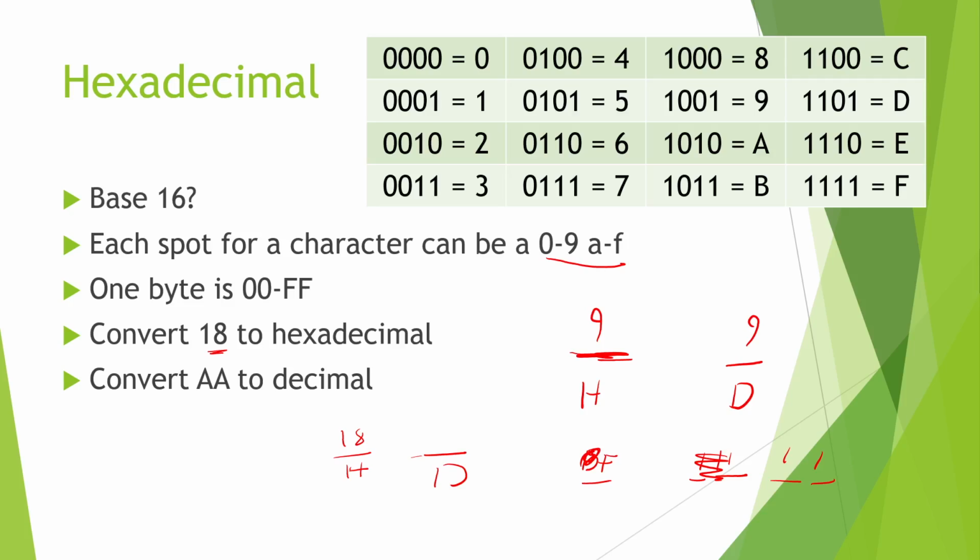Oh, I did this the opposite way. Damn. Nope. This 1 doesn't represent 1. Doesn't represent 10. Represents 16.